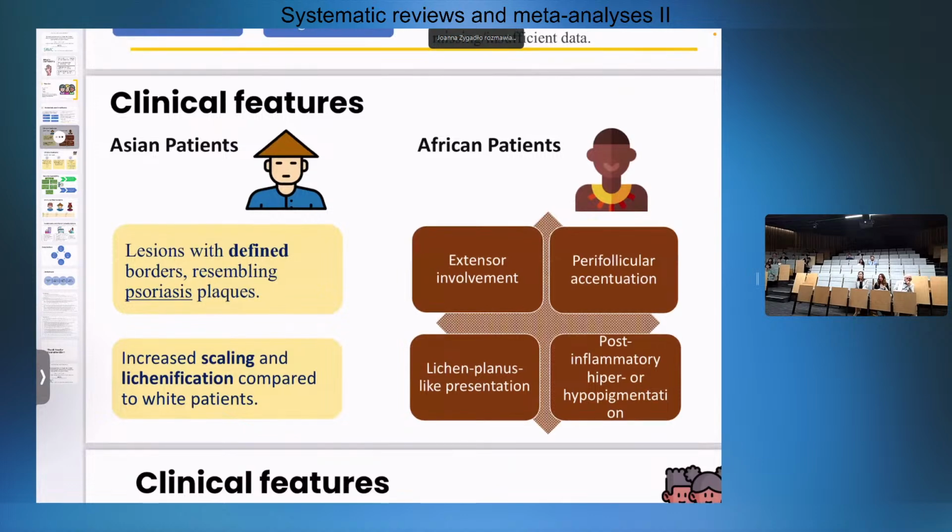So starting with visible clinical features, they vary. While Asian patients show more psoriasis-like plaques, lesions with defined borders, increased scaling and lichenification, African patients often have more extensor involvement and perifollicular accentuation. Also, lichen-like presentation and post-inflammatory pigmentary changes are statistically more prevalent in this group.